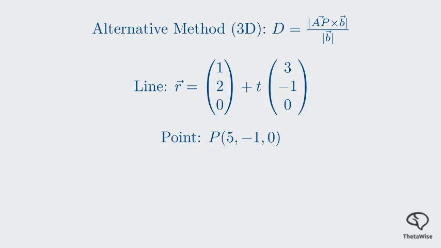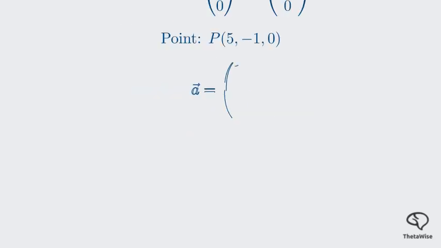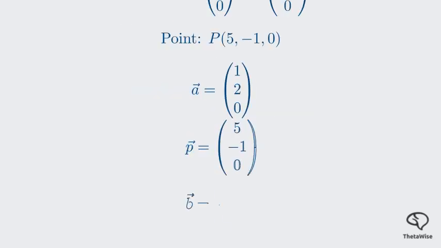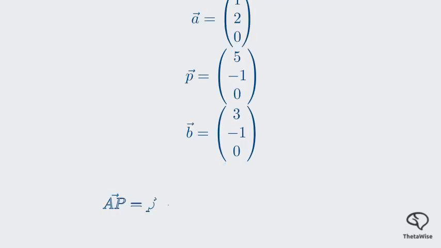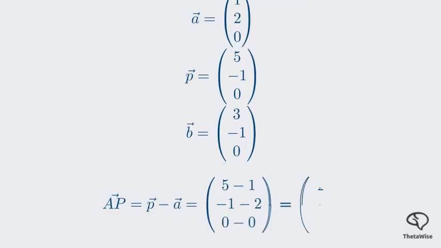The point A on the line can be found by setting t to 0, so A is at (1, 2, 0). The direction vector b is (3, -1, 0). We have our point on the line, our point in space, and our direction vector. Now we need the vector AP. AP is P minus A, which gives us (4, -3, 0). Next, we compute the cross product of AP and b.